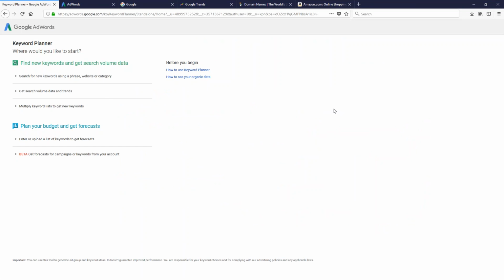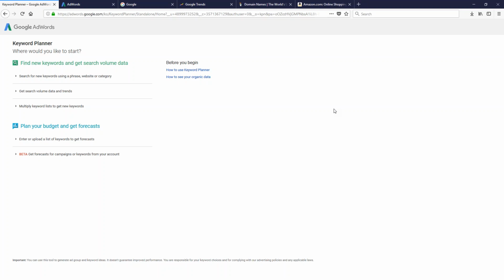I'm going to be starting out on Google with their keyword research tool, which is called the Keyword Planner. Now, this tool is only available through Google AdWords. You do have to create a Google AdWords account. However, you do not have to actually be running advertising under Google AdWords to be able to use this keyword planner.